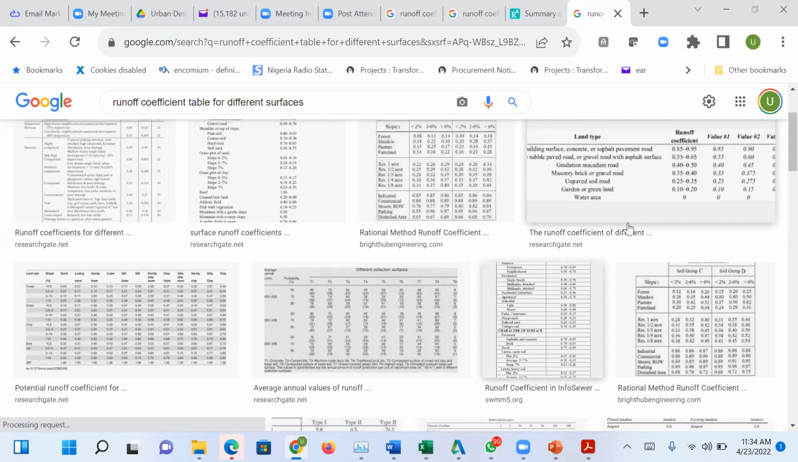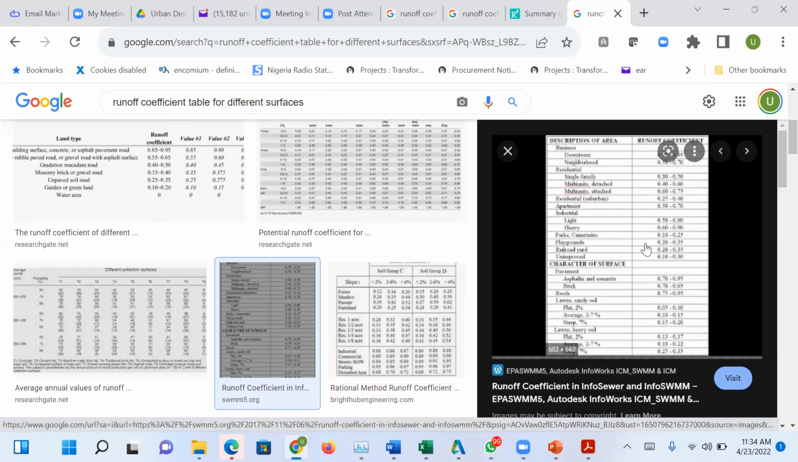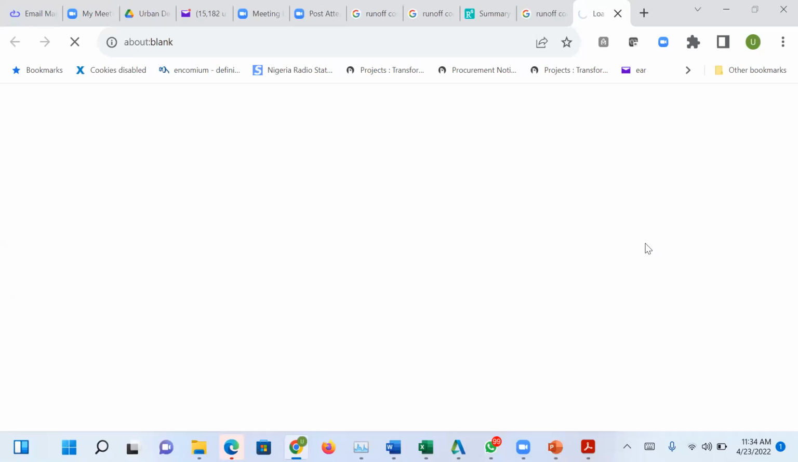Oh, look at this, another beautiful one. So this is what you do as a designer. If you are designing, just copy this thing and put it in your calculation sheet and show it to the client. That's part of what you find in any of the standards.